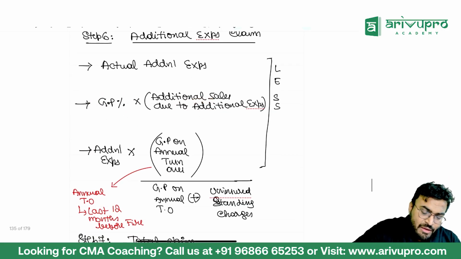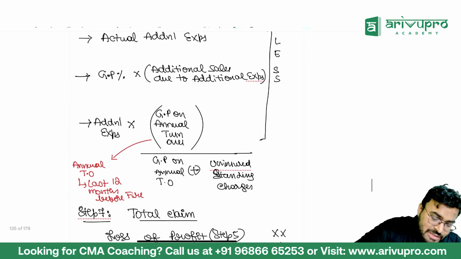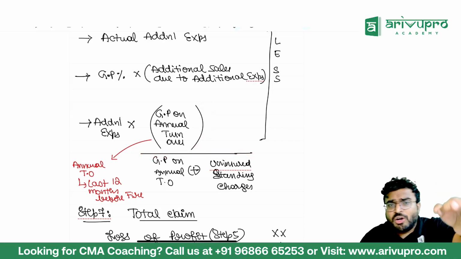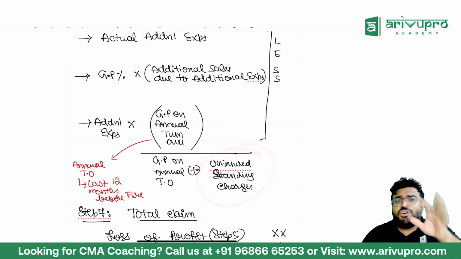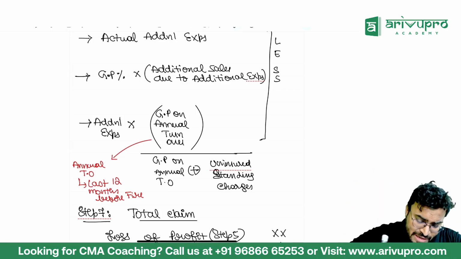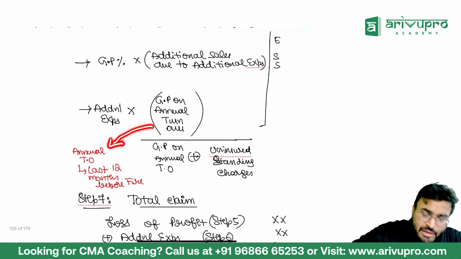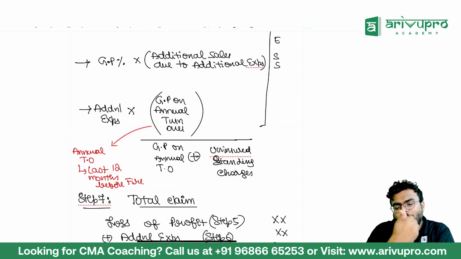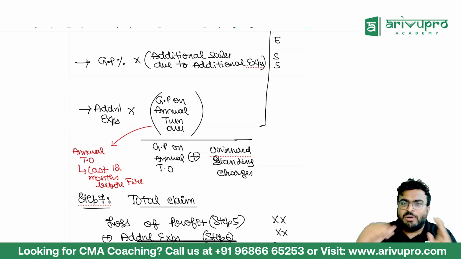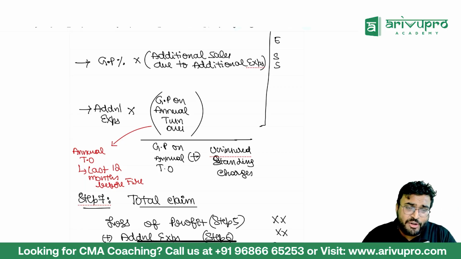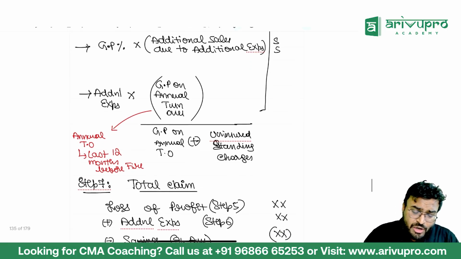Then the third thing is to use the formula provided by insurance companies: additional expenses into gross profit on annual turnover, divided by gross profit on annual turnover plus uninsured standing charges. Gross profit on annual turnover is the last 12 months' sales. Before the fire happened, whatever sales were made in the previous 12 months, on that you calculate the gross profit.